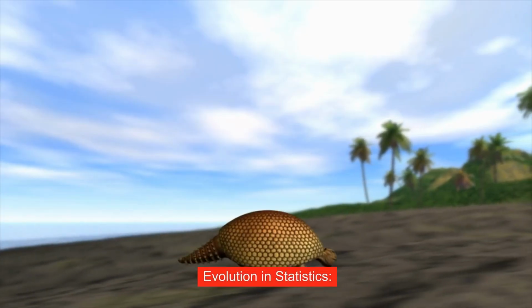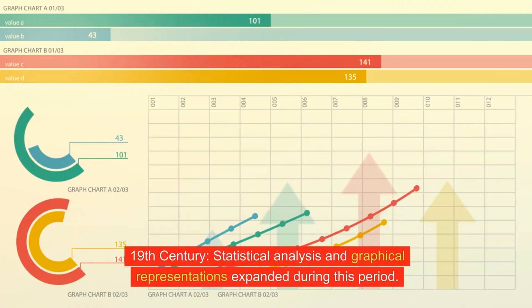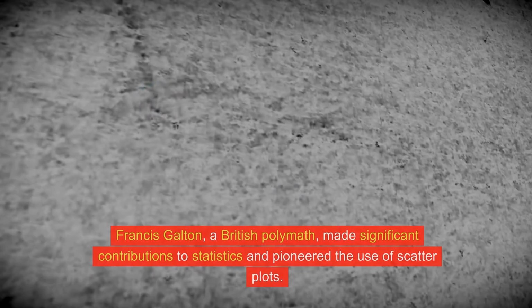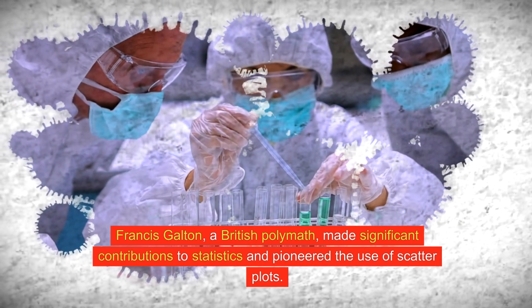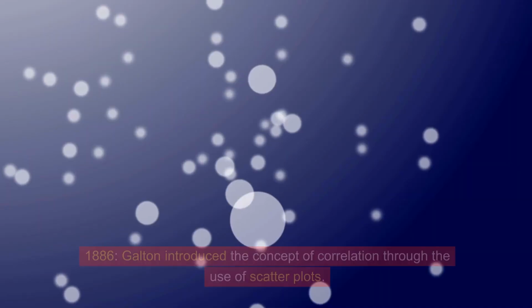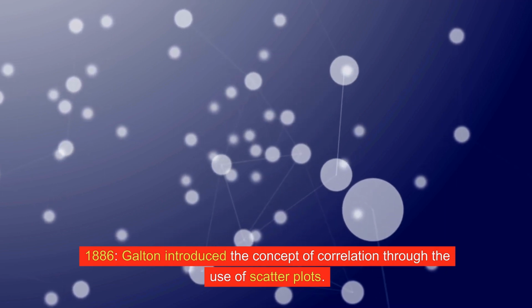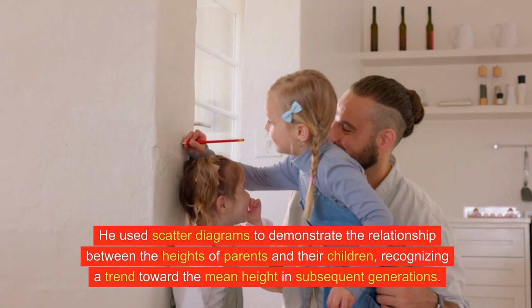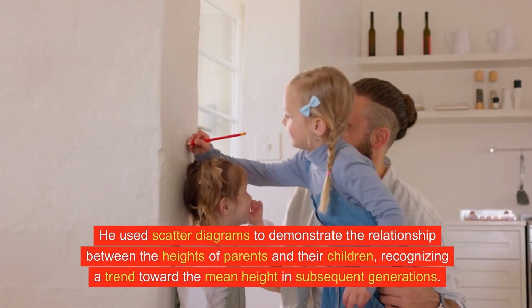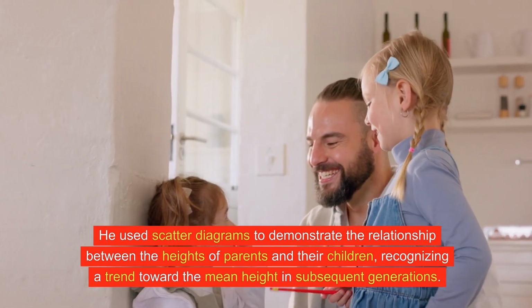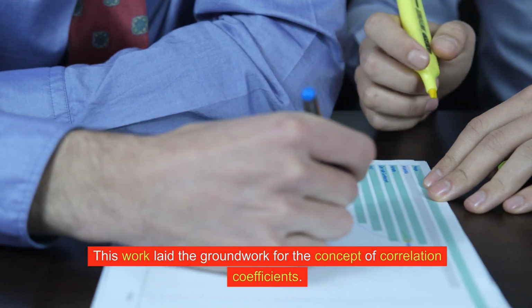Evolution in statistics, 19th century. Statistical analysis and graphical representations expanded during this period. Francis Galton, a British polymath, made significant contributions to statistics and pioneered the use of scatter plots. 1886. Galton introduced the concept of correlation through the use of scatter plots. He used scatter diagrams to demonstrate the relationship between the heights of parents and their children, recognizing a trend toward the mean height in subsequent generations. This work laid the groundwork for the concept of correlation coefficients.